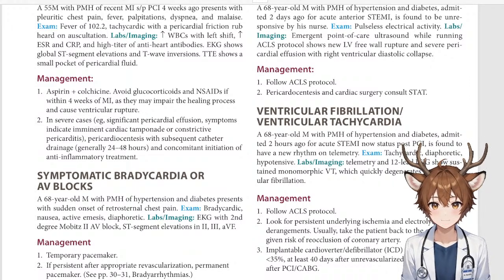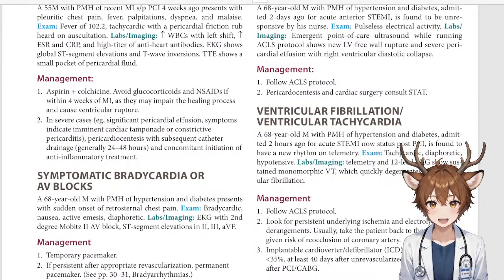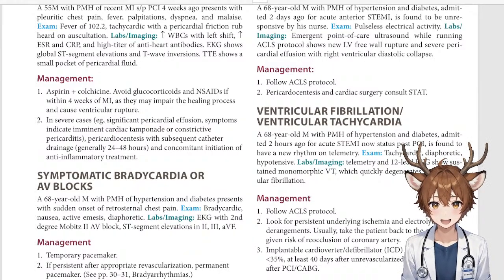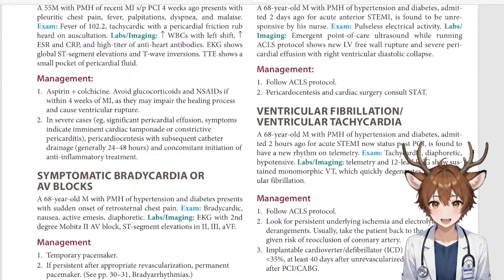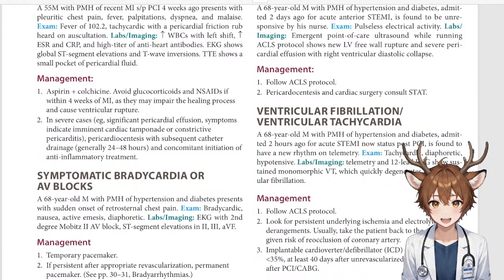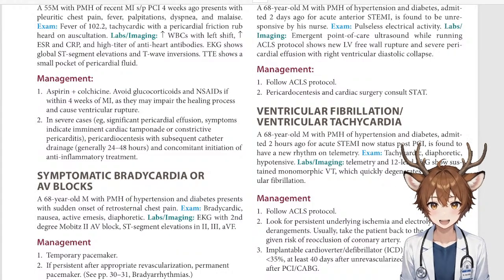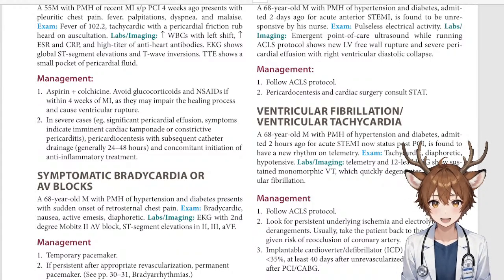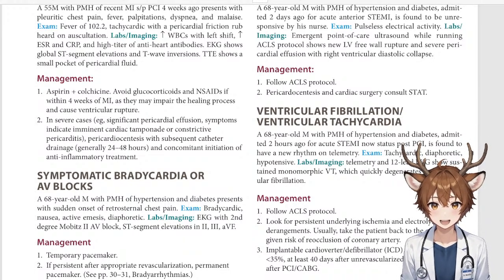Ventricular fibrillation, VFib. Ventricular tachycardia, VTach. A 68-year-old male with a past medical history of hypertension and diabetes admitted 2 hours ago for acute STEMI, now status post PCI. See, status post, no, SP. Now you say status post. You said SP abbreviated first, and then you gave status post later on, which is not the way you should do that. Anyway, PCI, is found to be having a new rhythm on telemetry.